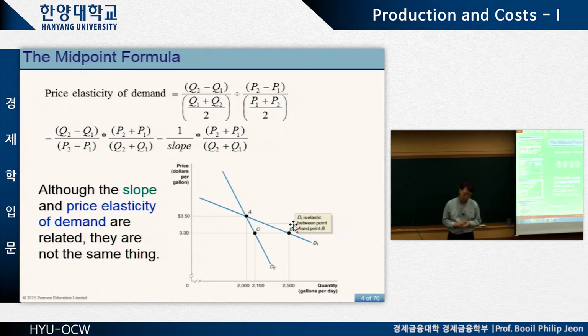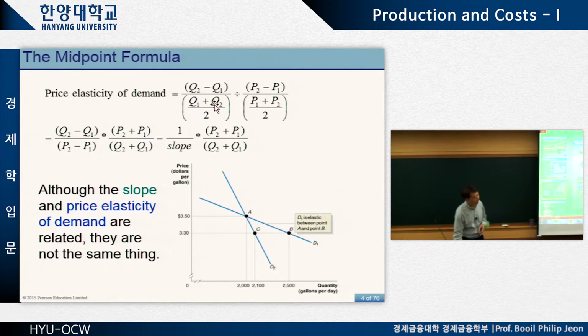So here, the formula would go this way: Q2 minus Q1, and instead of Q1, we're going to use the average between Q1 and Q2, the average of the two Q values. And here, instead of P1, we're going to use the average of the two P values. Then we end up with this formula.